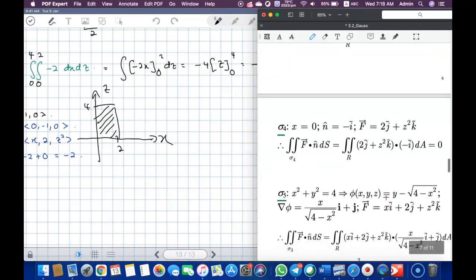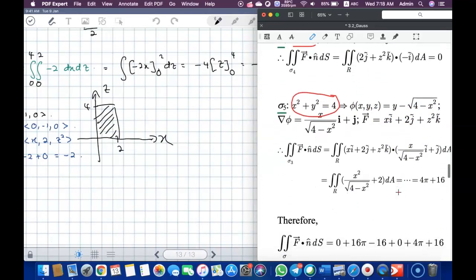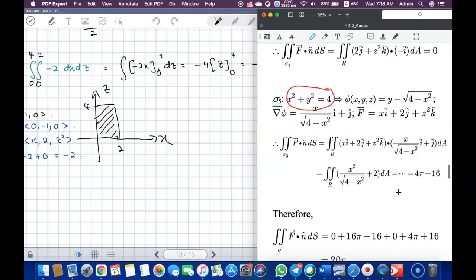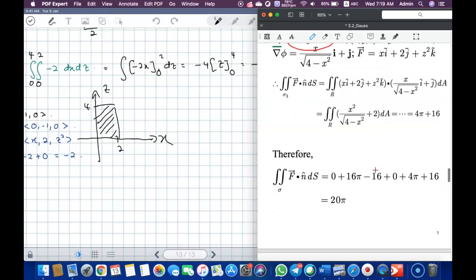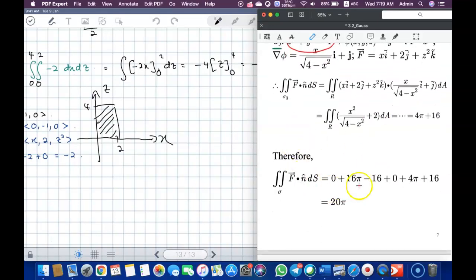Then you have to obtain the front wall, and also the surface part of the cylinder. I just leave this for you to do as an exercise, and at the end of the solution you have to total them up, and finally you will get the same answer.